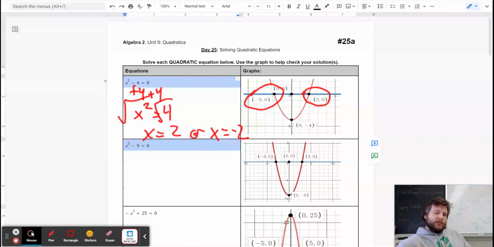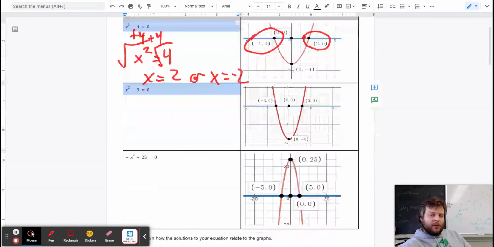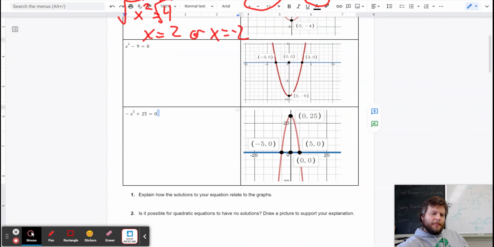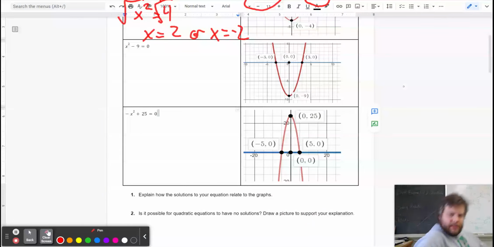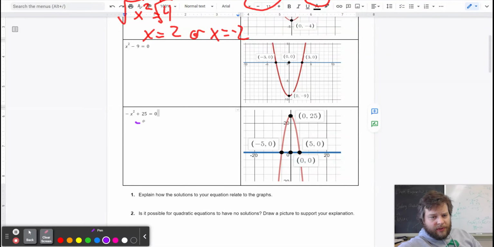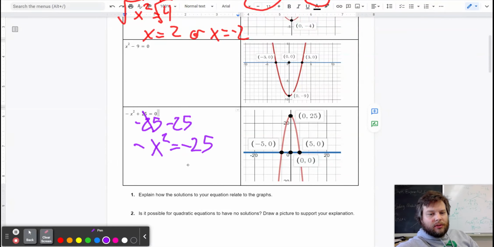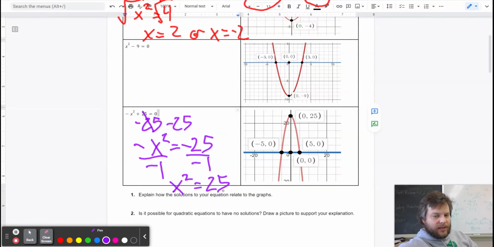Scooting on down, I'll skip the second problem and go to the third problem because I noticed a lot of people had a hard time with it. So if I look at negative x squared plus 25 equals 0, two different ways I could do it. One way is just trying to follow the process. Minus 25 to get rid of plus 25. So negative x squared is equal to negative 25. And then I divide both sides by negative 1 to switch it to positive x squared equals positive 25.